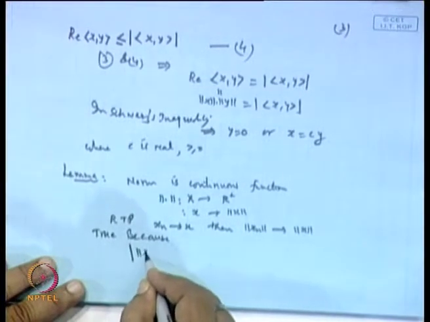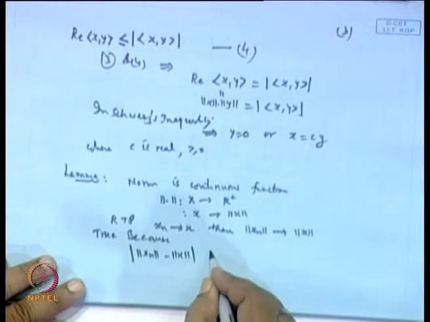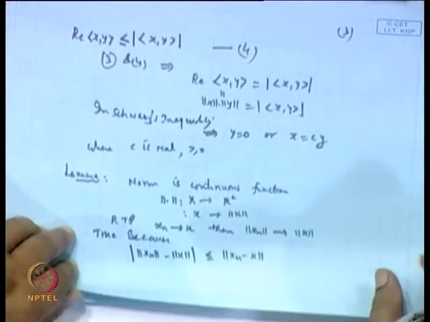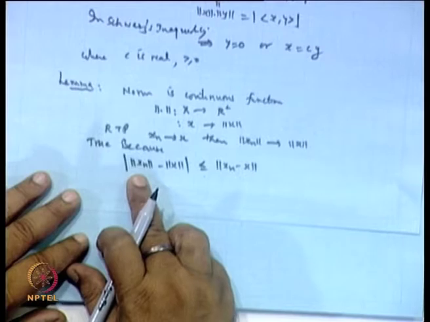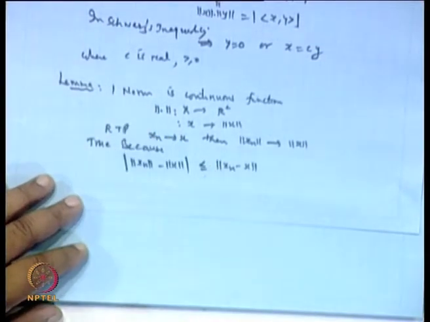modulus of norm x n minus norm of x is less than or equal to norm of x n minus x, is it not? Now, if x n goes to x, the right hand side has to go to 0. So, norm is a continuous function.